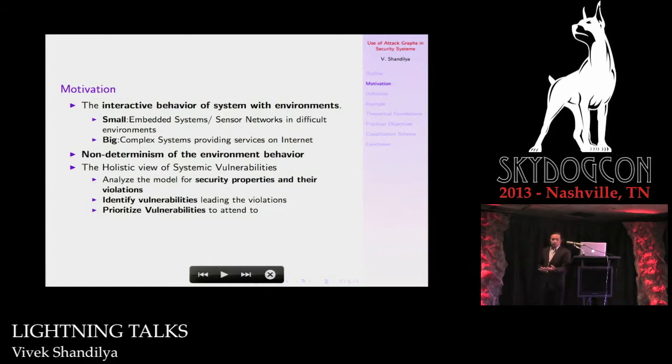So in this context, we have to analyze the security properties of the system for checking any violations, and then identify the vulnerabilities that can be exploited to get there, and prioritize which of the vulnerabilities we are going to address first. You know, as security experts, we have a limited amount of resources to spend on security to ensure maximum output as much as we can.